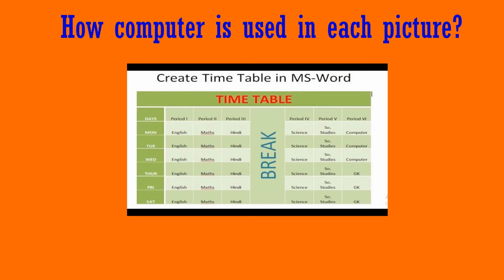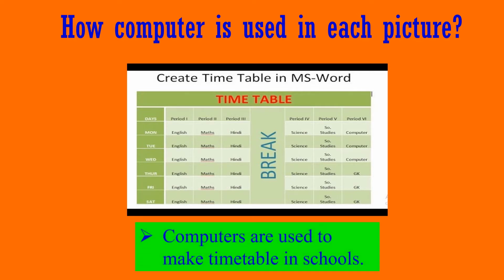Here, this picture represents making timetable. So, where we can make timetable? Computers are used to make timetables in schools. Computers are not only used for making timetables in schools, but also to maintain fee records, to maintain student records, to help in teaching, in library and to write circulars.